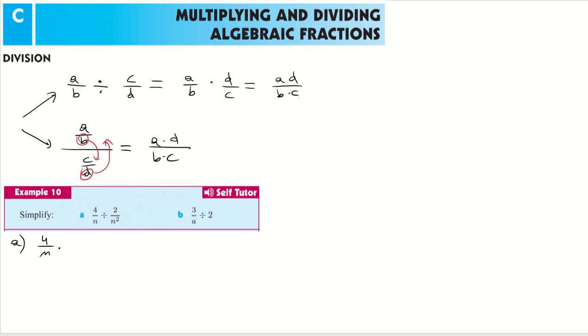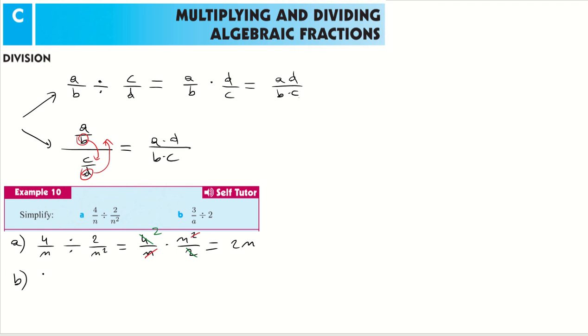We have 4 over n divided by 2 over n squared. So we can see that as a multiplication, but we just switch the numerator and the denominator here. So times n squared over 2. I have an n here, I have to the power of 2 here, I have a 4 here, I have 2 here, so that becomes a 2. So then it's equal to just basically 2n.